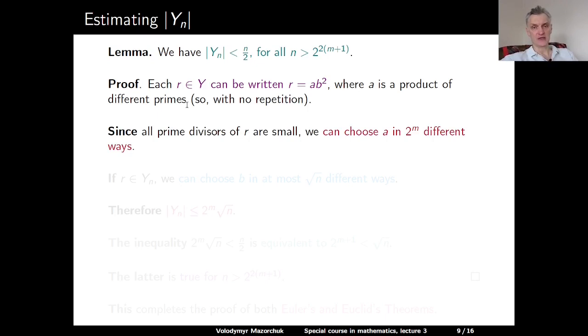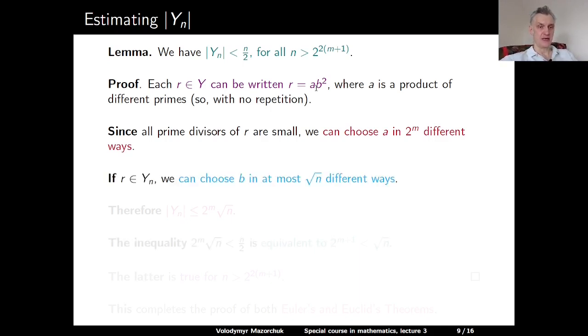Since all prime divisors of R are small, the factor a can be chosen in 2 to the power m different ways. We have m small prime numbers. In a, each of them can appear with multiplicity either 0 or 1. So there are 2 to the power m choices.